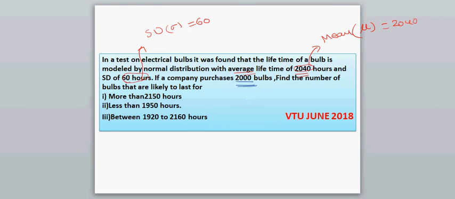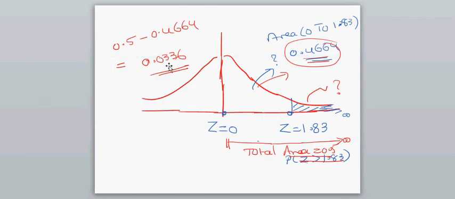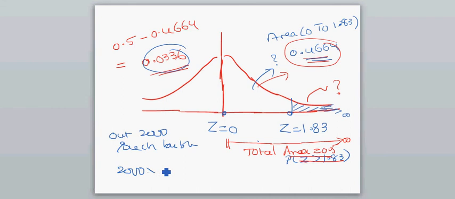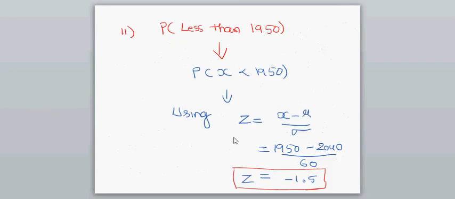Now we got just a probability value. We are supposed to use this probability value to estimate, out of the 2000 bulbs, how many will satisfy this ratio. So out of 2000 such bulbs, this ratio comes as 2000 times 0.0336, approximately 67 bulbs. So this is your required answer. Now to see the next question in this.